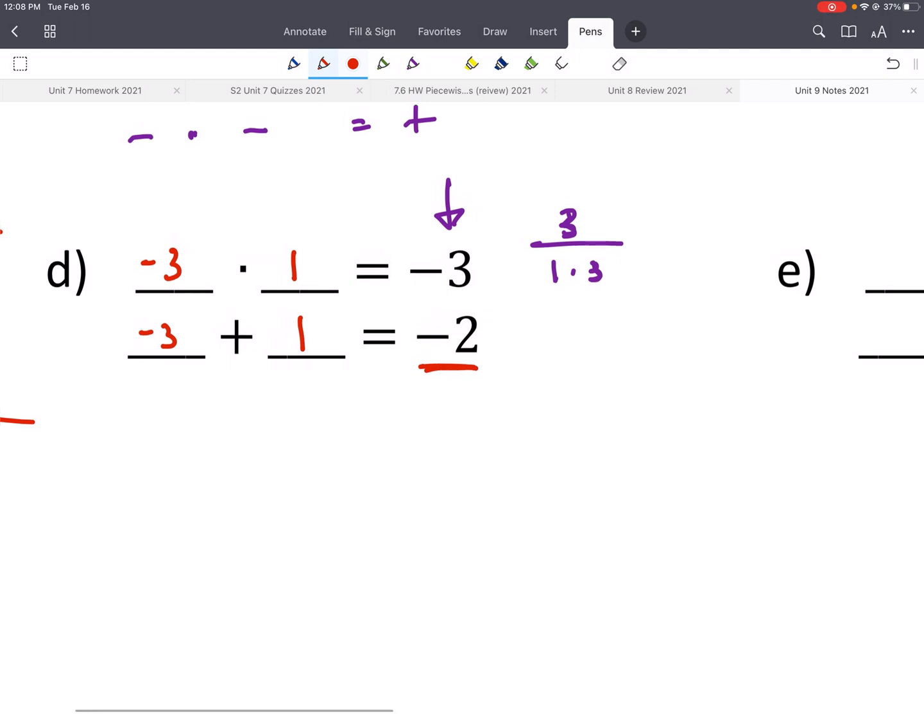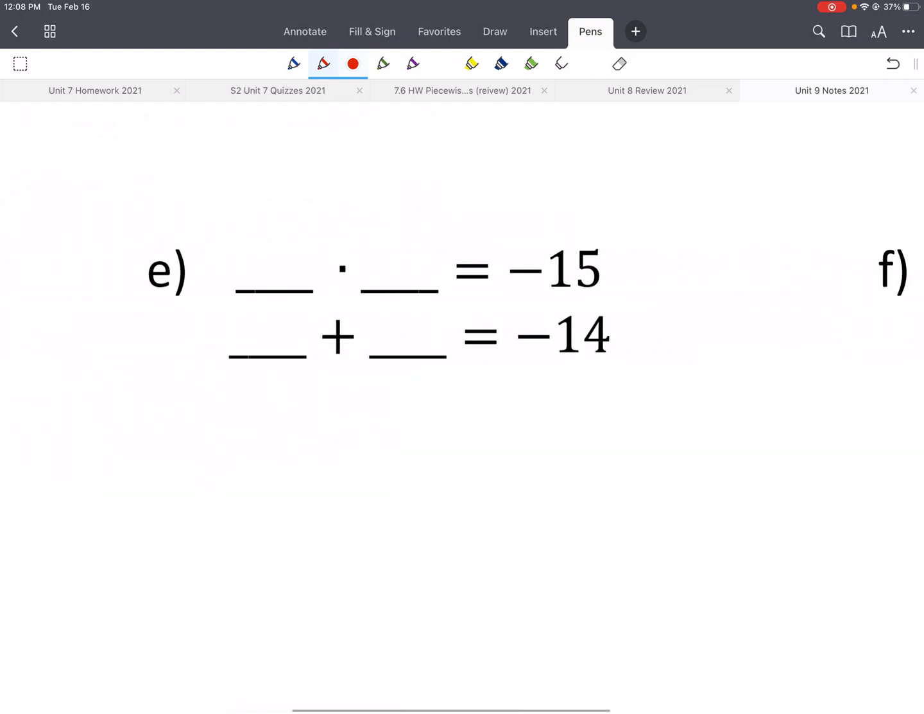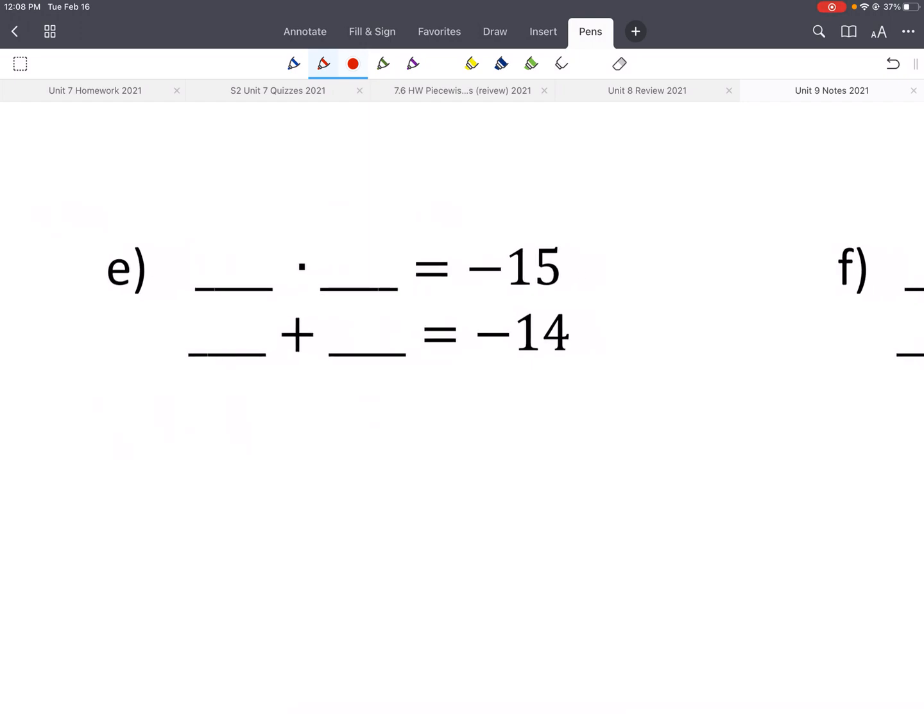So if what's being multiplied gives us a negative, again, one of them is going to be negative. And you just need to figure out which one is going to make it work so that our sign here will turn out. So here we do negative 3 and 1. Okay. All right, give E a try. It's similar. So if you did D, you should be able to do E.